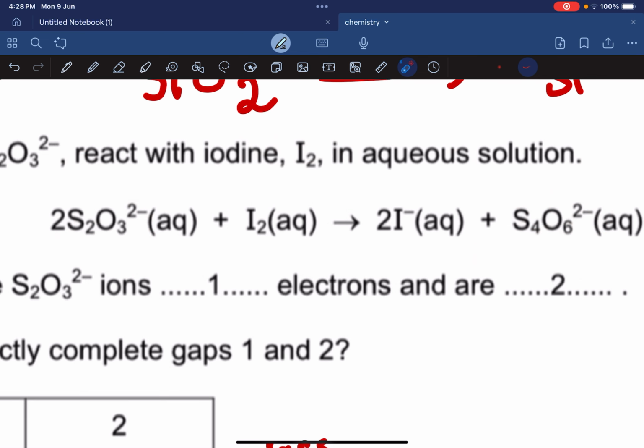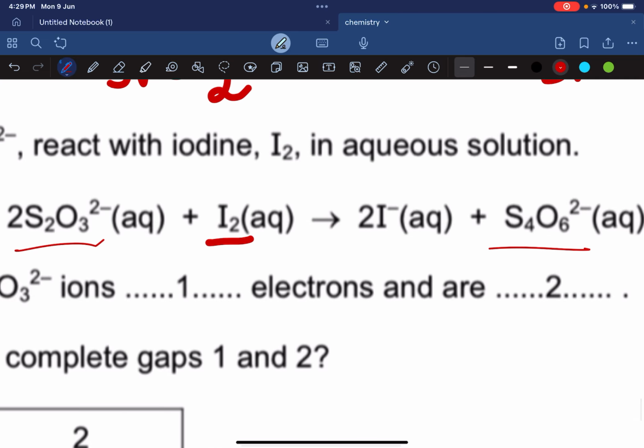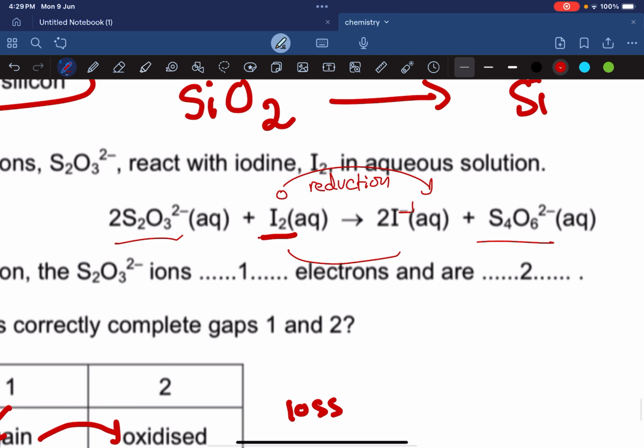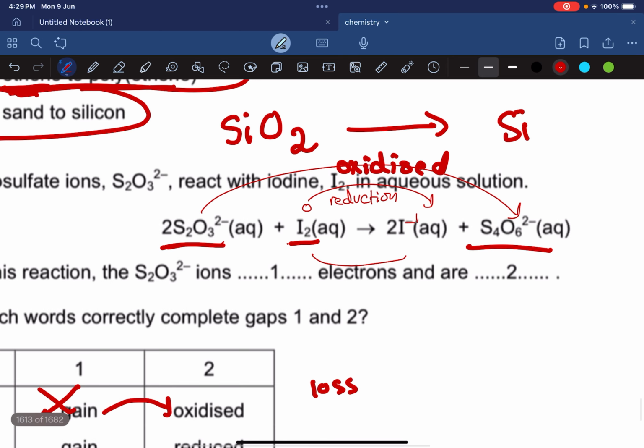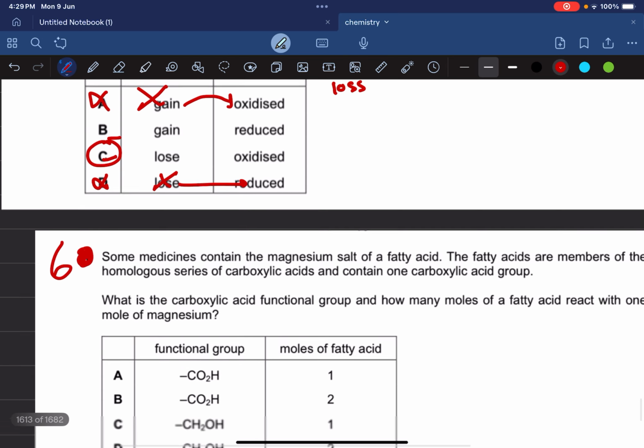If you did not understand this concept, there's an even simpler one. Just look at iodine. I know this was difficult, but just look at iodine. Iodine is 0 over here and -1 over here, from 0 to -1. You should all know that this is reduction. If iodine is being reduced, then obviously the thiosulfate must be oxidized, because when one is reduced, the other has to be oxidized. So this has to be oxidized. That was the main concept. And because it lost electrons, it has to be oxidized. So that was the concept over here.